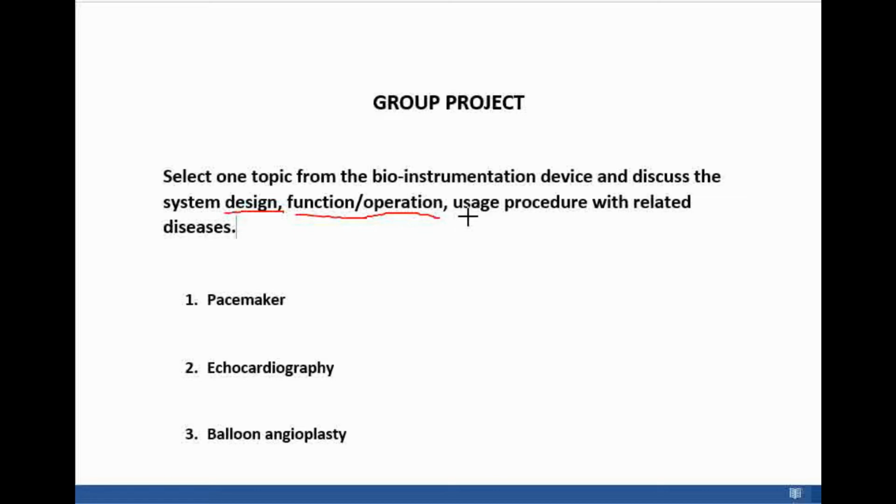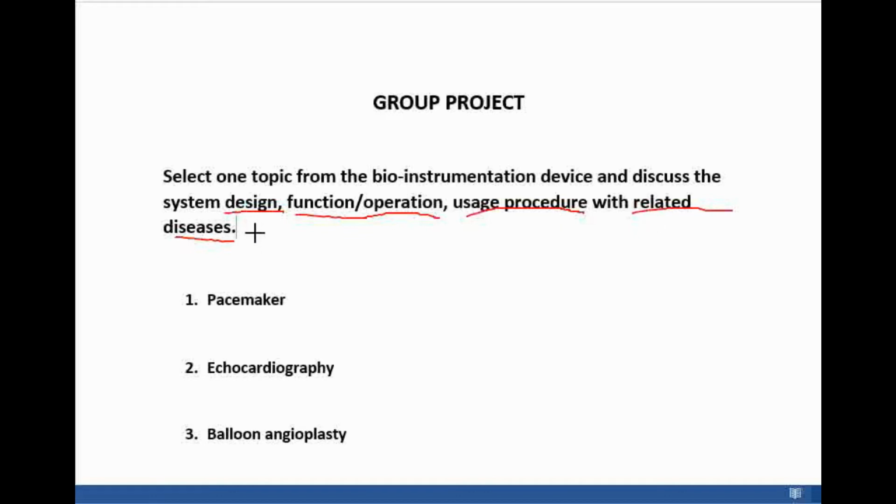And then also you need to know and understand the usage procedure. So how do they use the procedure for a particular person. Last but not least, you need to also know what are the related diseases for each of the system that you have chosen.